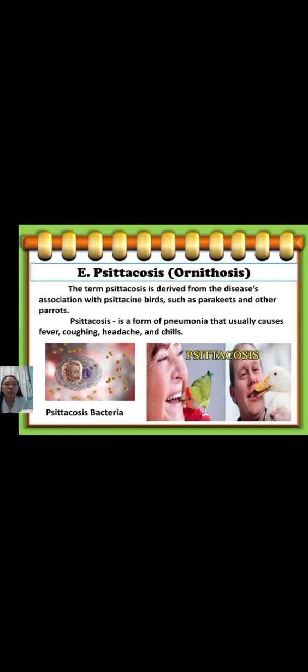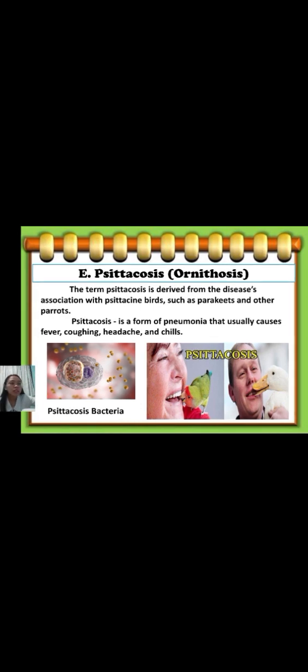The term psittacosis is derived from the disease's association with psittacine birds, such as parakeets and other parrots. So it usually came from parrots, as you can see in the picture. It is a form of pneumonia that usually causes fever, coughing, headache, and chills. It is an infection transmitted from vertebrate animals to humans.